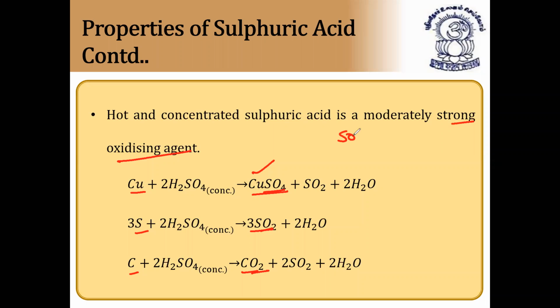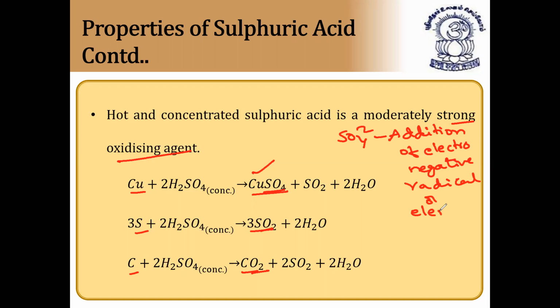The sulfate ion is SO4 2 minus. Addition of an electronegative radical also comes under oxidation, because a group of atoms joined together is called a radical. So the sulfate ion is a radical. Addition of an electronegative element or radical is again oxidation. That's why copper is oxidized by sulfuric acid to form copper sulfate. Copper changes to copper sulfate, sulfur changes to sulfur dioxide, and carbon changes to carbon dioxide. I hope it is clear.